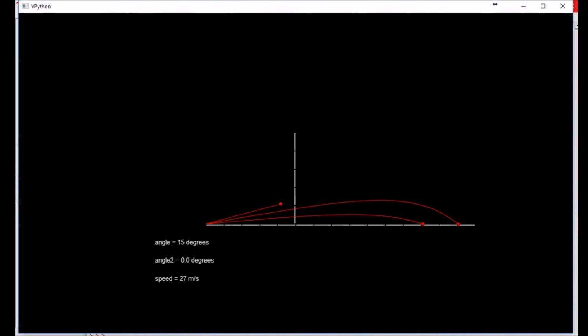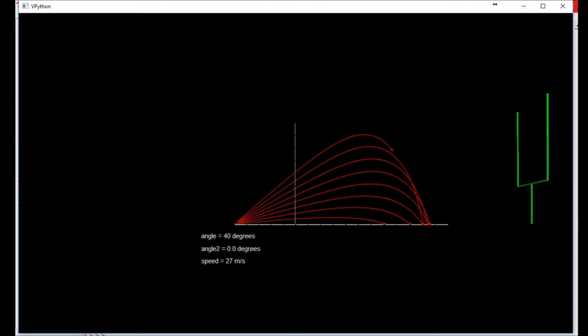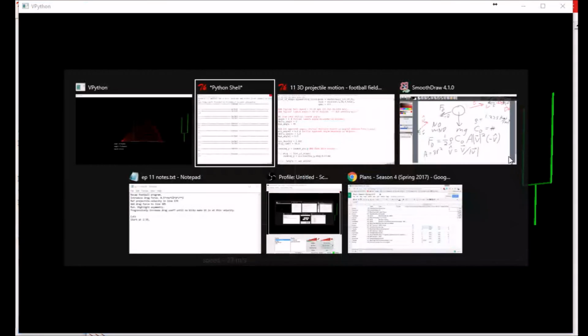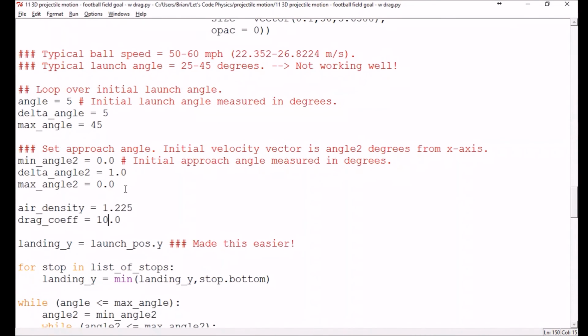With a drag coefficient of 10, let's see how many can make it to the field goal. Yeah, so you see with this much drag, that speed of 27 is not doing very well. It's not making it to the field goal. That was with our drag coefficient of 10. We previously had no drag coefficient. They were all making it in.